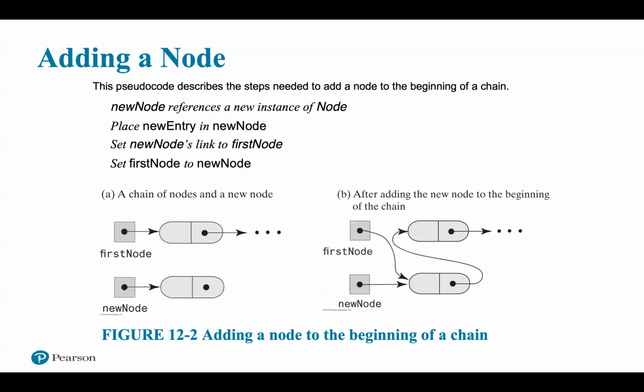Let's look at case number 2, adding a node to the beginning of a chain. This case should be familiar to you from the material we've covered already. The following pseudocode describes the steps needed to add a node to the beginning of a chain. New node references a new instance of node, place the new entry in the new node, set the new node's link to first node, and set first node to new node. So the new node is now the first node. Figure 12.2 illustrates these steps and is followed by the Java implementation.